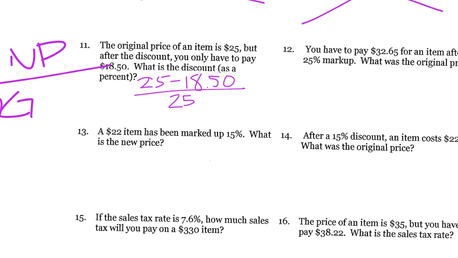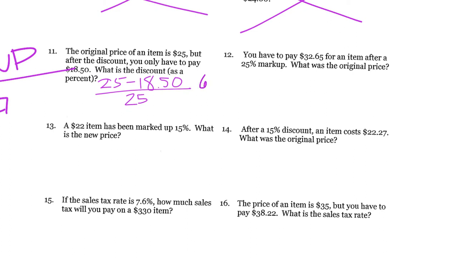So let's take $25 minus $18.50, and we get $6.50. Then we're going to take that and divide it by 25. I'm running out of room, but that's okay. Divide it by the original number 25, and you get 0.26. Now, what is that as a percentage? It's 26%. So that is your discount percent.